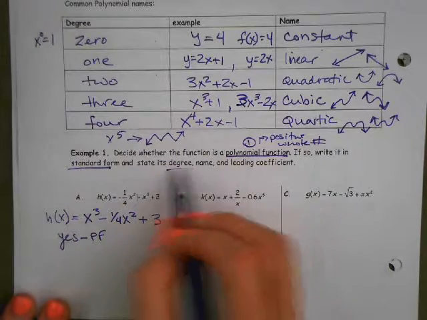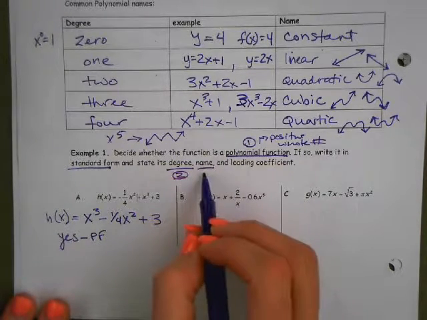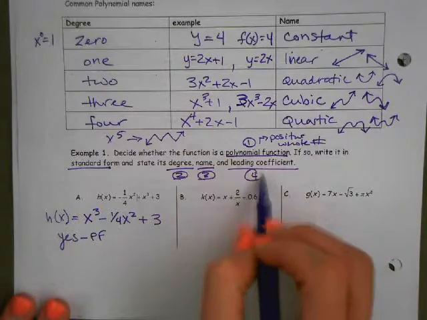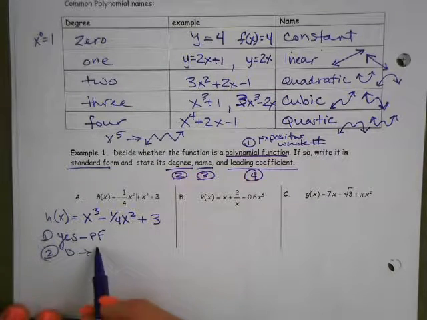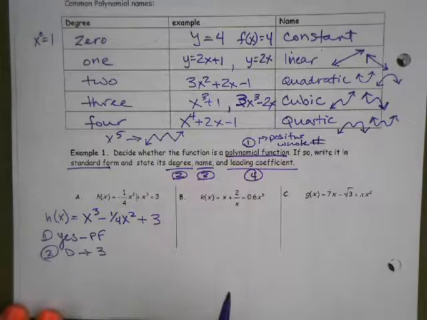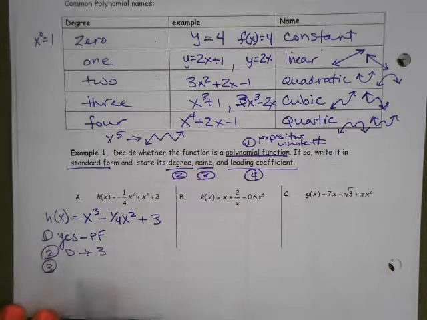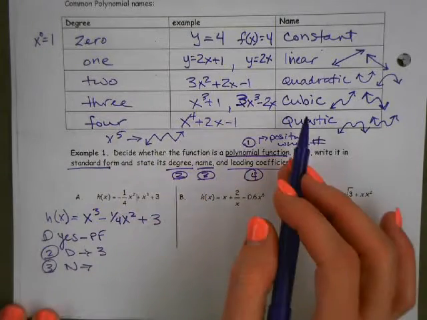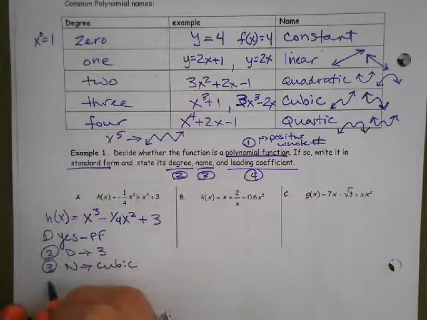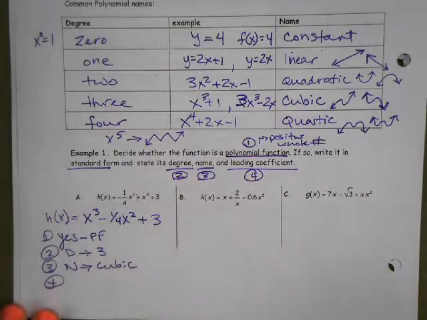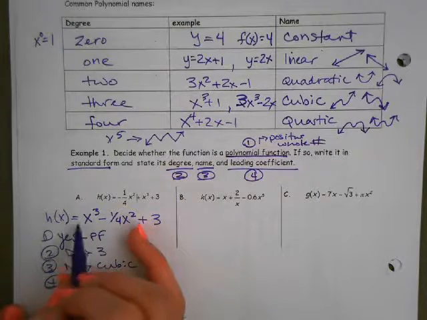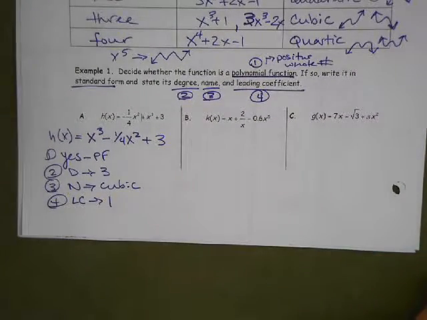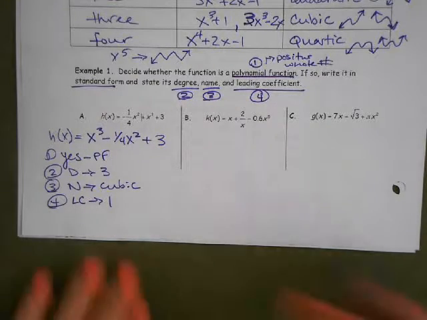Okay? So number 2, we want to look at degree, and then we want to find out the name of it and what the leading coefficient is. Okay? So, number 2, what's the degree? The degree is 3, because that is the highest exponent. Okay? What is the name of that polynomial function? It is cubic. And then, what is the leading coefficient of that one? It is 1, because the value in front of the highest is 1. Okay? Make sense?